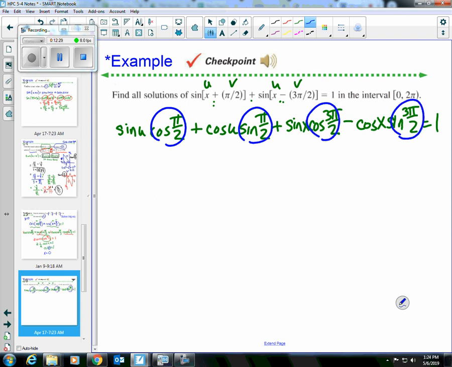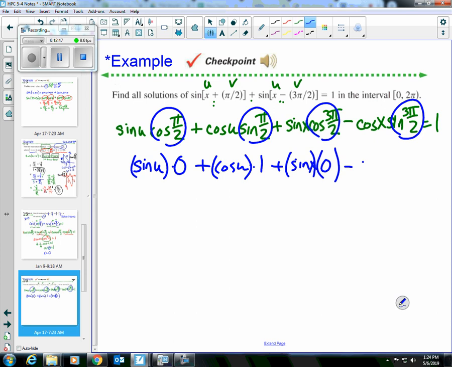So cosine of pi over 2 is 0. So we have sine of u times 0. All right, cosine of u times sine of pi over 2 is 1. Sine of x times, okay, cosine of 3 pi over 2, well, that's 0. And then minus cosine times sine of 3 pi over 2 is negative 1. So we're just finding the values of those special value places. Well, sine of u times 0 is 0, so that's gone.